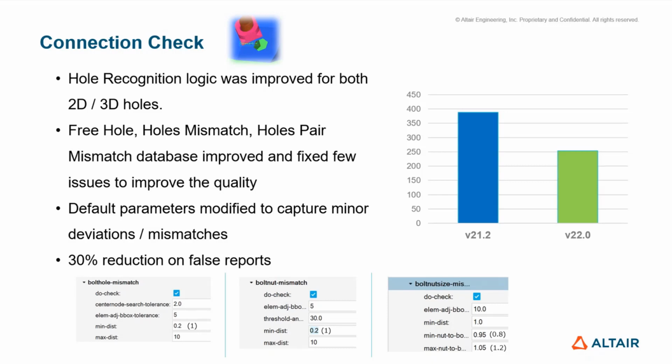By that, the user time: initially around 1,000 plus slides were created for a connection check from the MVD side for a typical car model consisting of 10,000 parts, and the user was spending additional time on these false reports. Now we are able to reduce the reports and their time, as well as the overall time of the verification process.